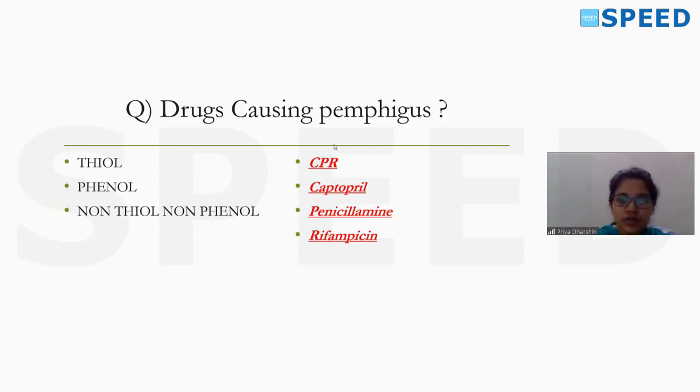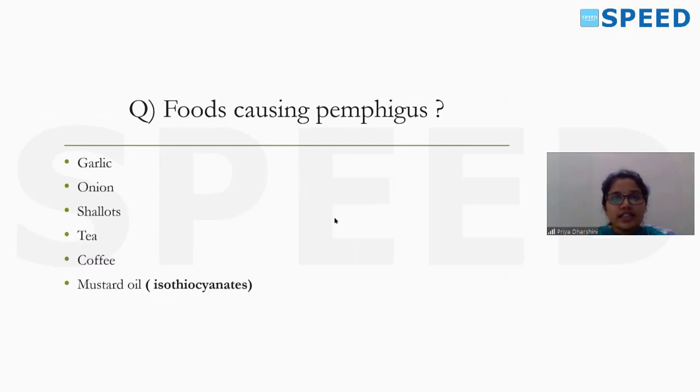And if they ask, the most common drug which causes pemphigus is CPR. Here pemphigus means I'm talking only about pemphigus vulgaris. So you can remember the drugs causing pemphigus with the mnemonic CPR. C means captopril, P penicillamine, and R rifampicin. So this also they might ask in MCQs.